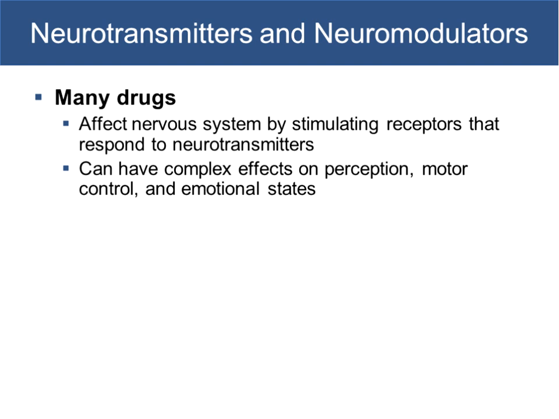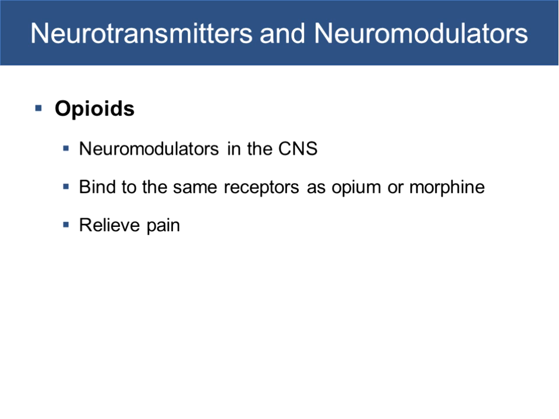So as we talked about with cocaine, many different drugs affect the nervous system by stimulating those receptors that would respond to, for example, dopamine. Because this response is to an artificial substance that your body normally doesn't make, many different drugs can have complex effects on your perception, motor control, and your emotional states.